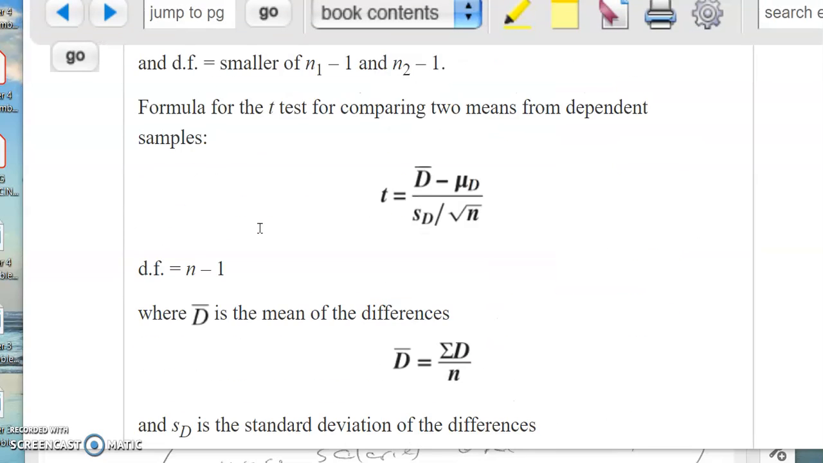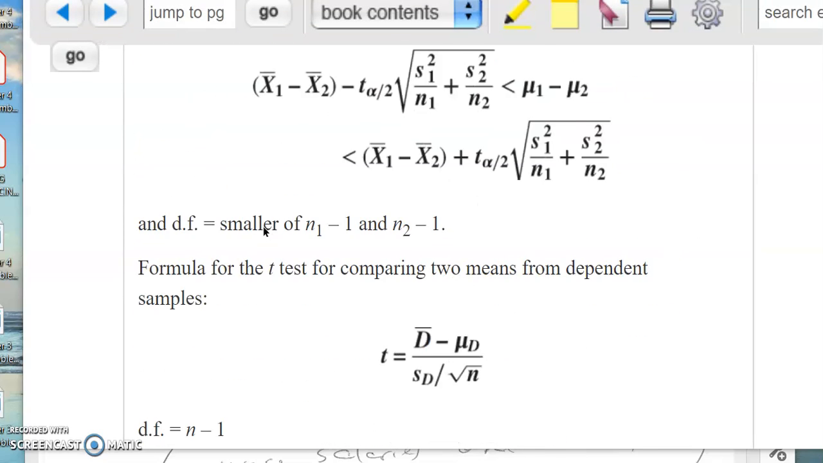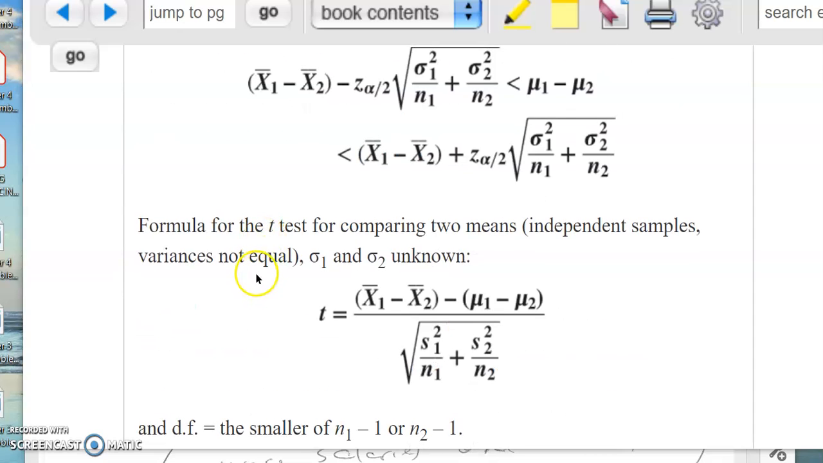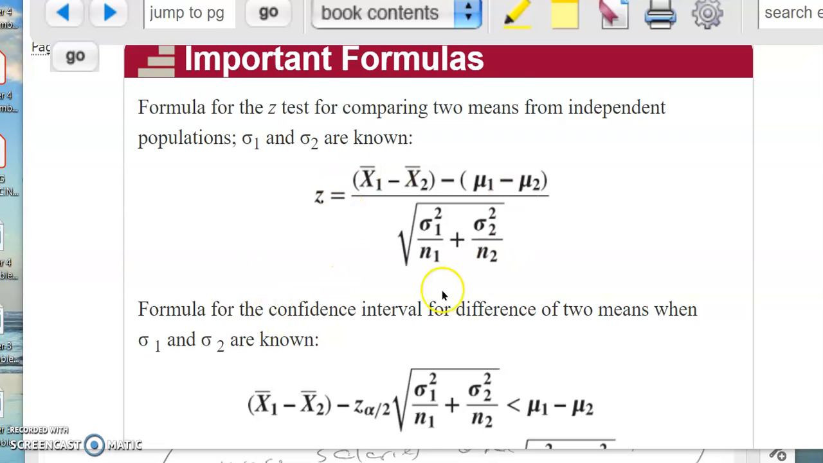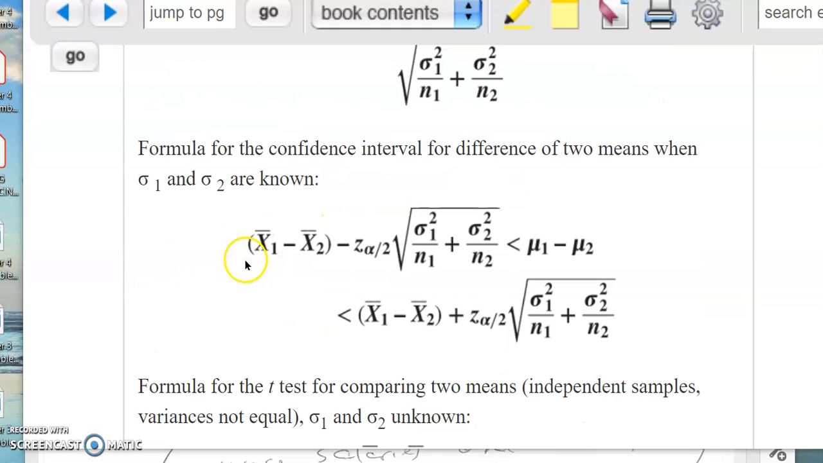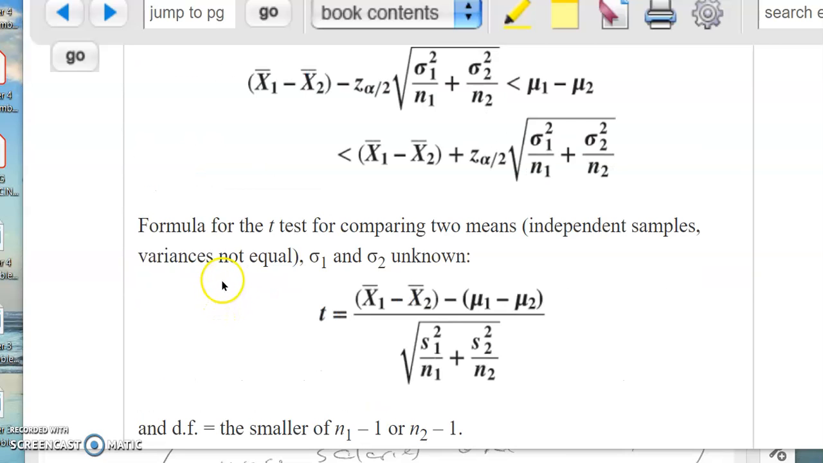So then I go down here, keep going. Oh, wait a minute. Hang on one second here. Okay, here's the other. All right, so this is a formula, the z-test, if I know the population variances. If I don't know the population variances, then I use the t-test.